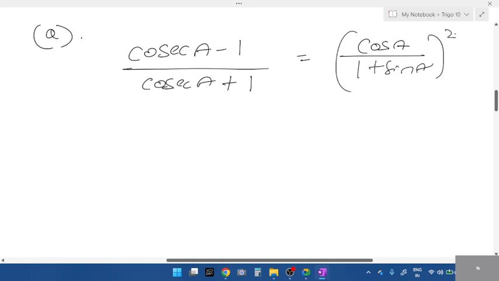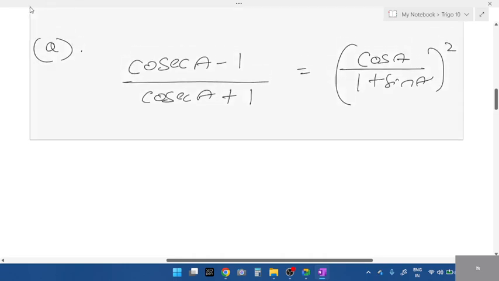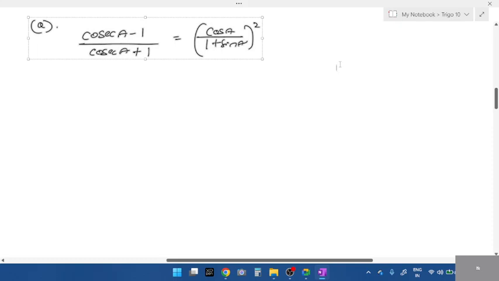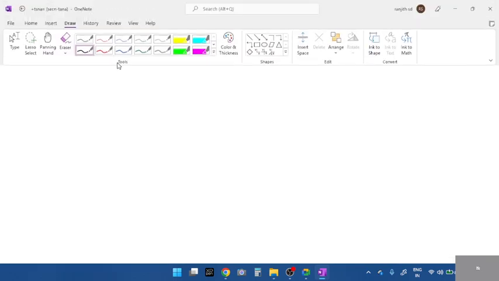Okay, which one shall we solve? Left hand side or right hand side, students? All of you look at the screen. Don't write anything. Stop writing. Look at the screen. Which one should I solve? Left hand side. Let us take LHS.